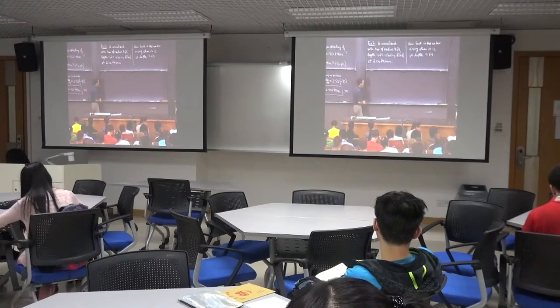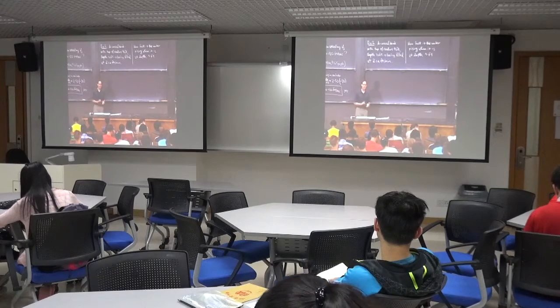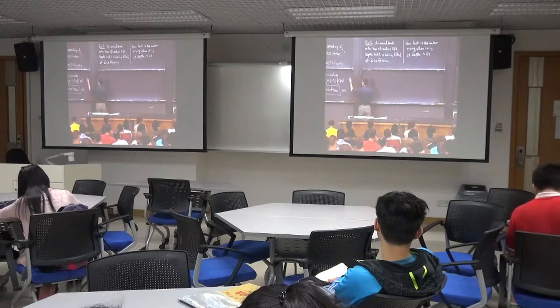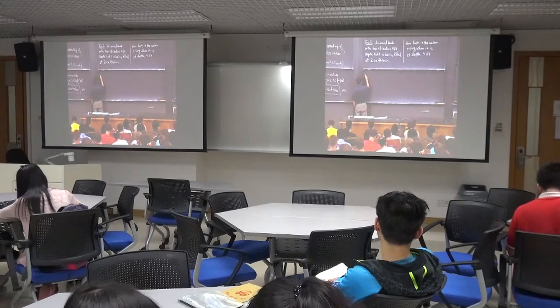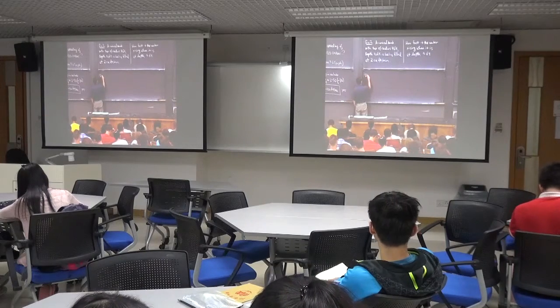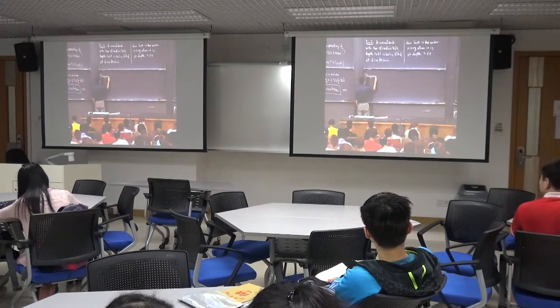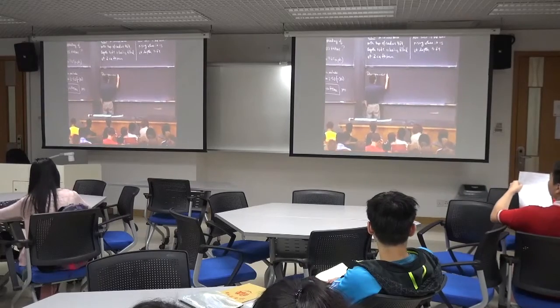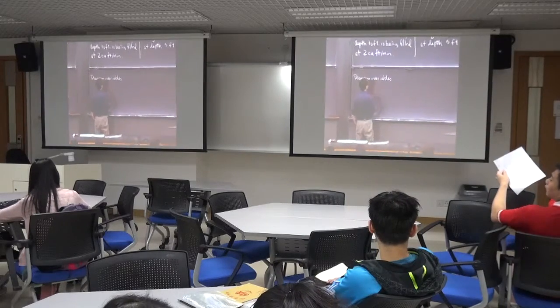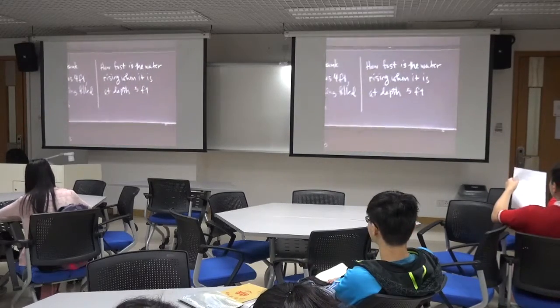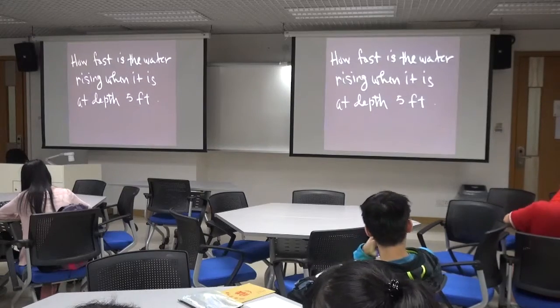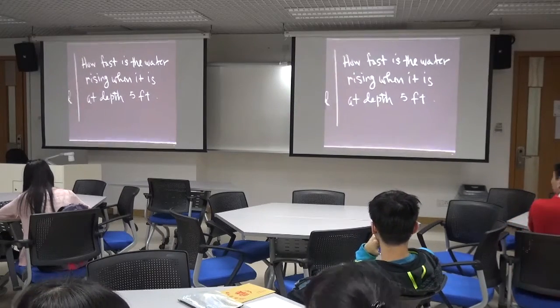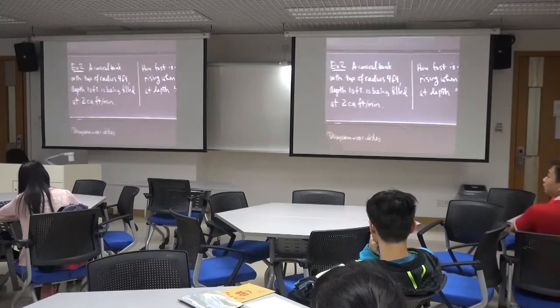Okay, so how do we set up problems like this? Well, we talked about this last time. The first step is to set up a diagram of variables. And I'm just going to draw the picture. I'm actually going to draw the picture twice. It's a very good question. So here's the conical tank.